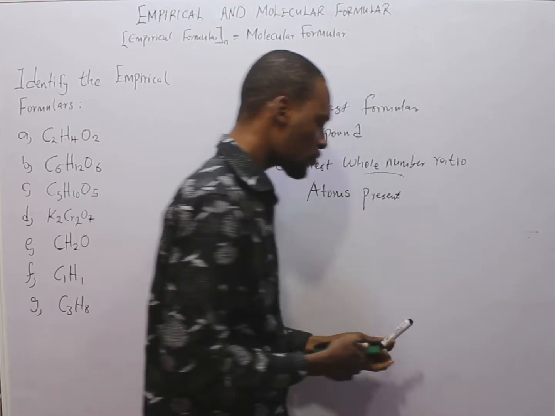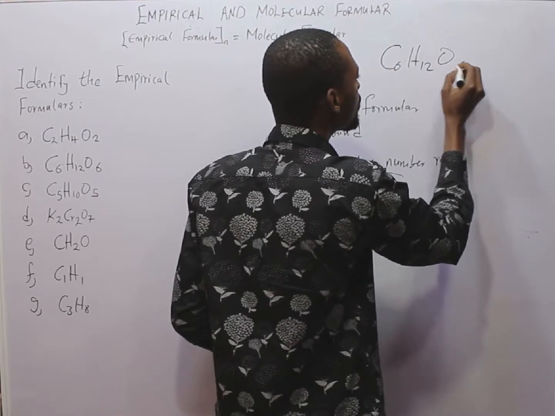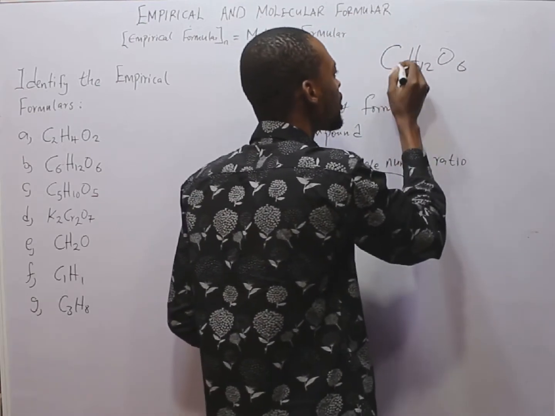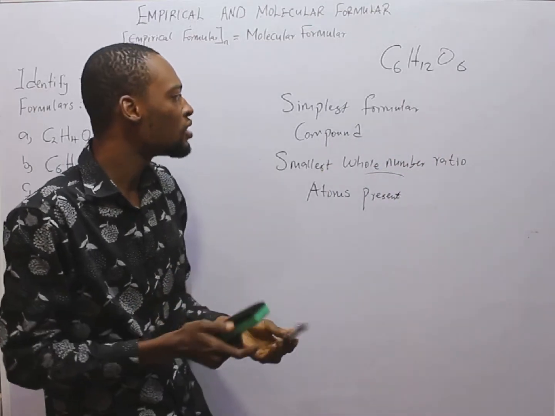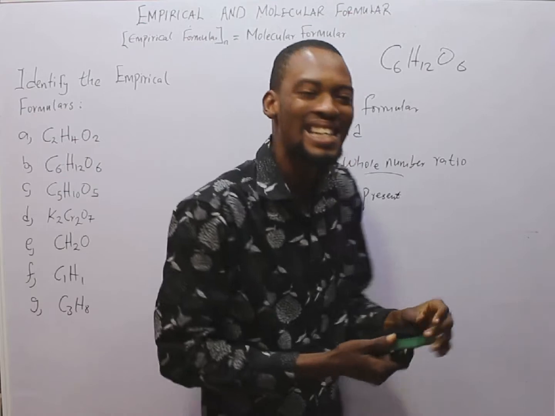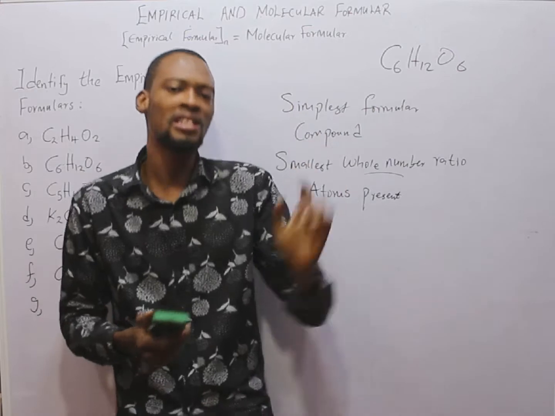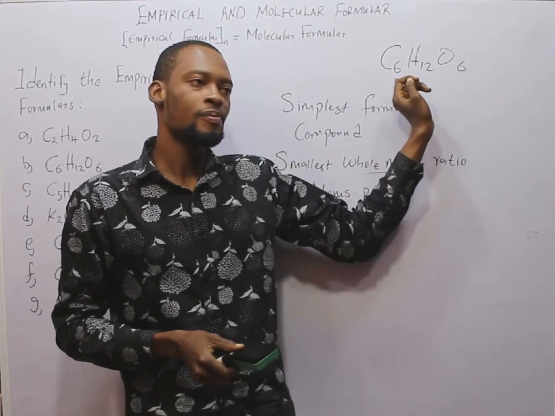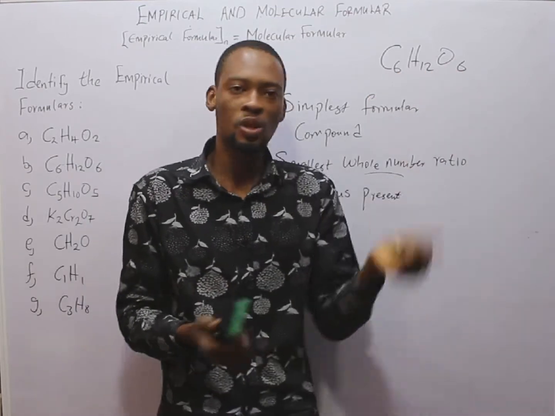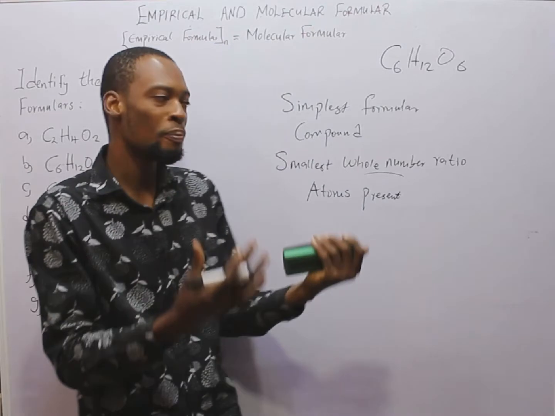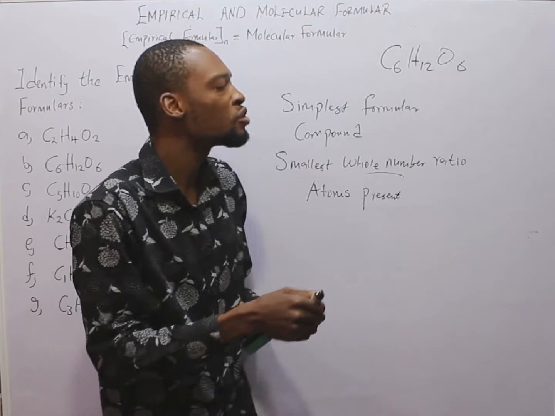Look at something. C6H12O6. This is the formula for carbohydrate. Now, this formula is regarded as the molecular formula. What does it mean? Molecular formula shows the exact number of atoms present in the compound. I will make you understand. This is carbohydrate. Carbohydrate contains 6 carbon, 12 hydrogen, and 6 oxygen. Therefore, carbohydrate is a compound which contains carbon, hydrogen, and oxygen in the ratio 6:12:6.